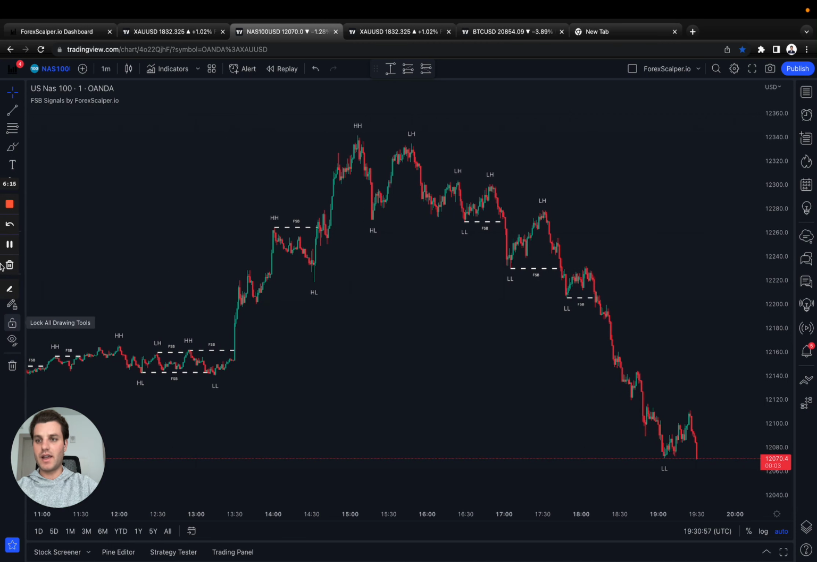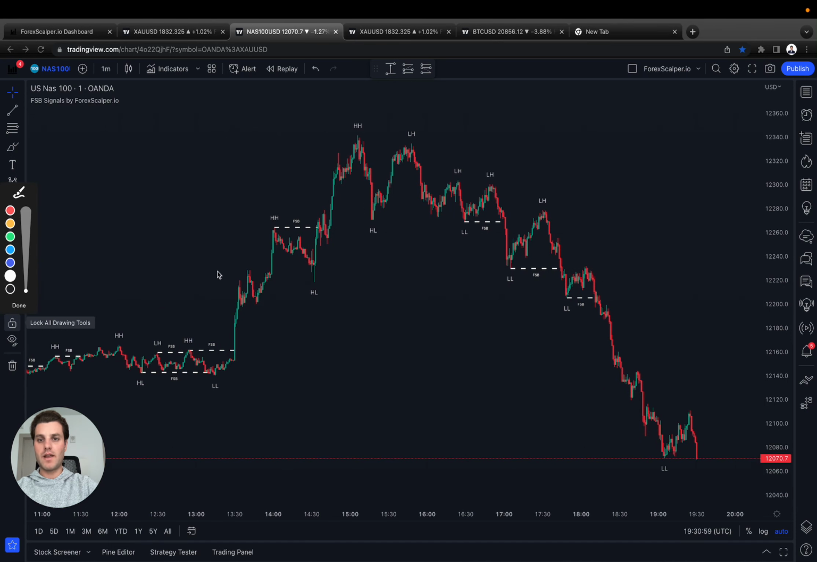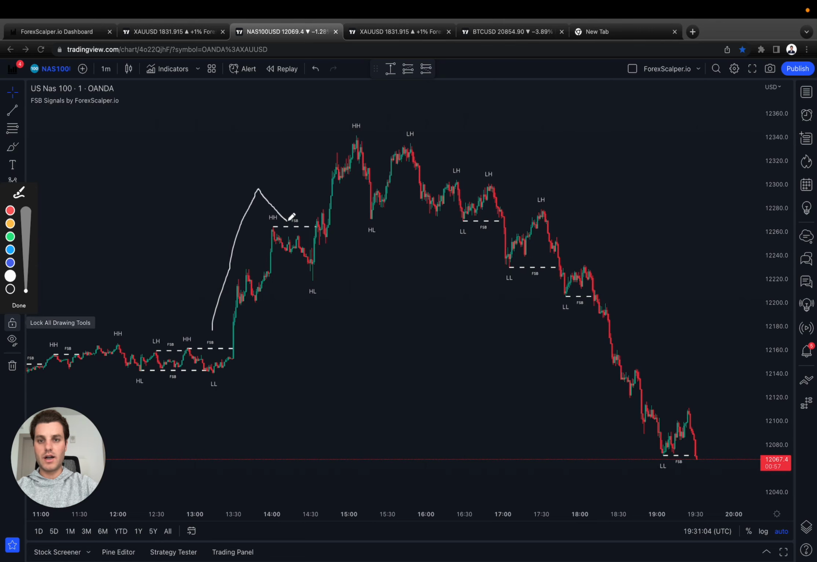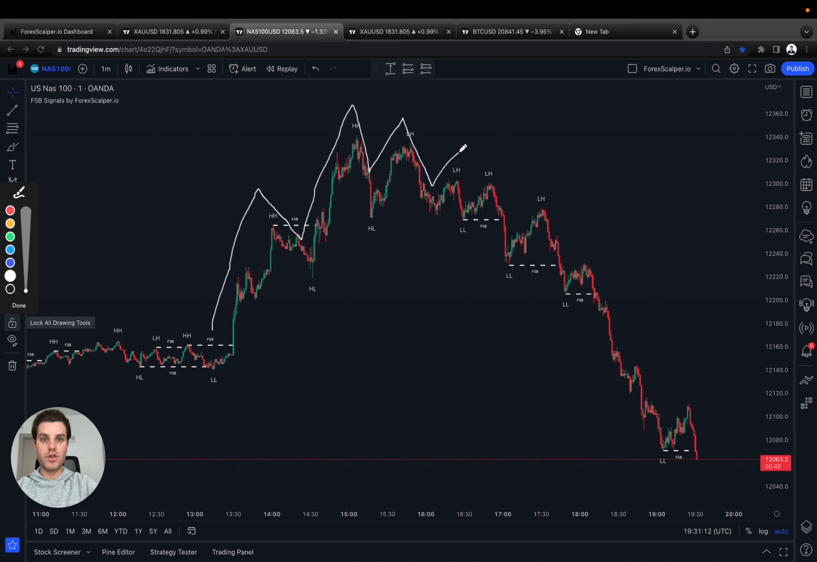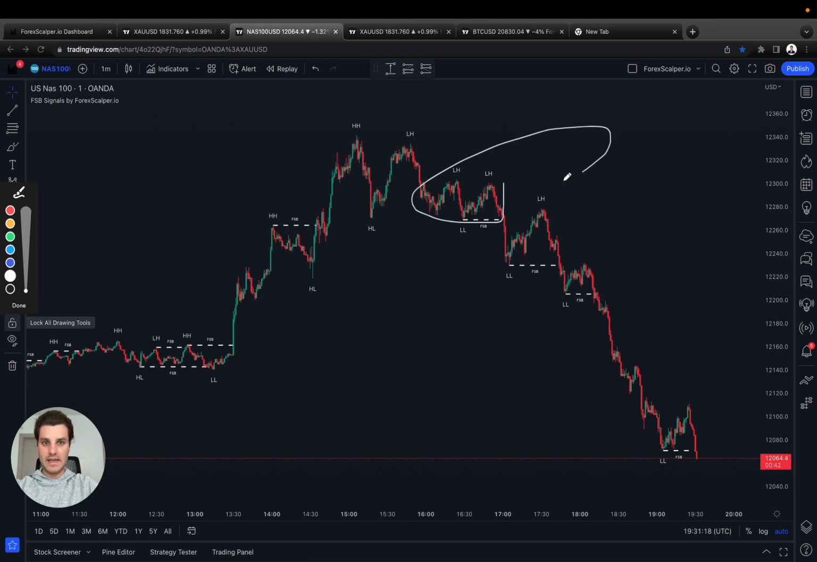This is the previous day here. If we just look how easy it is to follow, right? We have higher high, higher low, higher high, higher low, lower high, and now we're having lower lows, lower high. And part of the strategy is you only take the FSB signal breakout in the direction of the trend detection system from Forex Scalper.